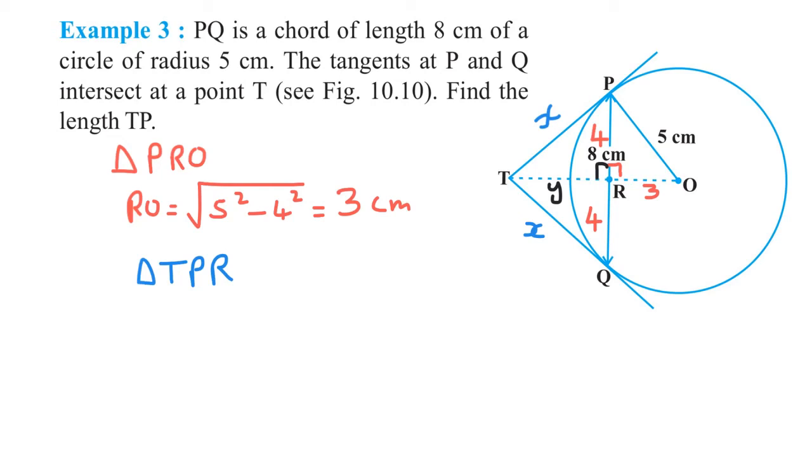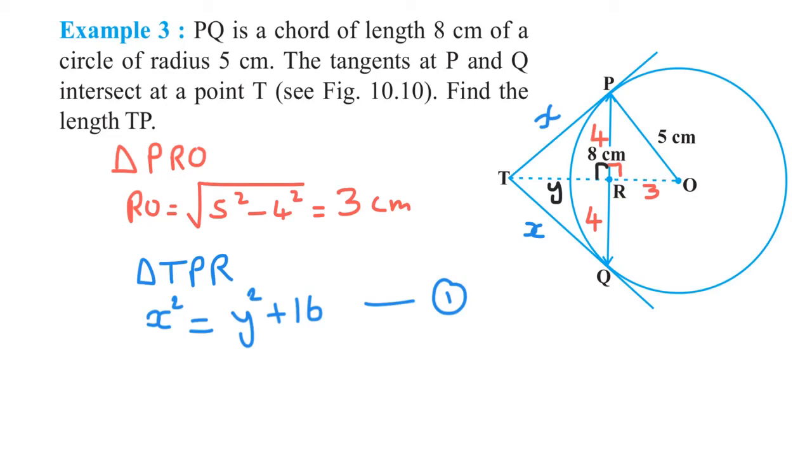We can apply the Pythagoras theorem. So according to the Pythagoras theorem, for the triangle TPR, x squared is going to be equal to y squared plus 4 squared, which is 16. Let's label this as equation 1.